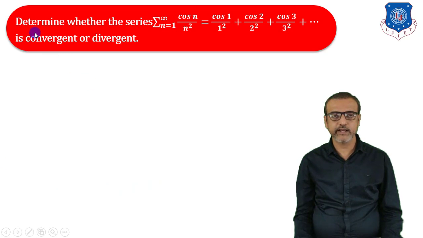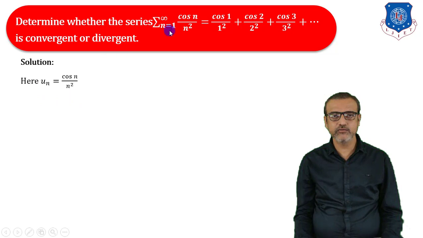Now we will see a second example related to this topic. Determine whether the series sigma n from 1 to infinity cos n upon n square, that is equal to cos 1 upon 1 square plus cos 2 upon 2 square plus cos 3 upon 3 square plus and so on, is convergent or divergent. So here is the solution.